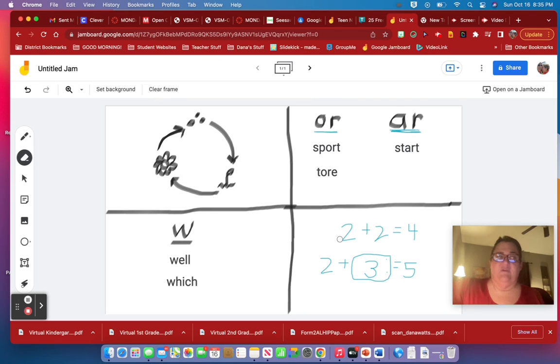So if we know doubles facts and we're super fluent, which means we know them really quickly, don't have to think about them, then we can use what we know about doubles to solve other addition and subtraction problems that are close to that. So if you know 2 plus 2 is 4, then 2 plus 3 is just 1 more, so that must be 5.